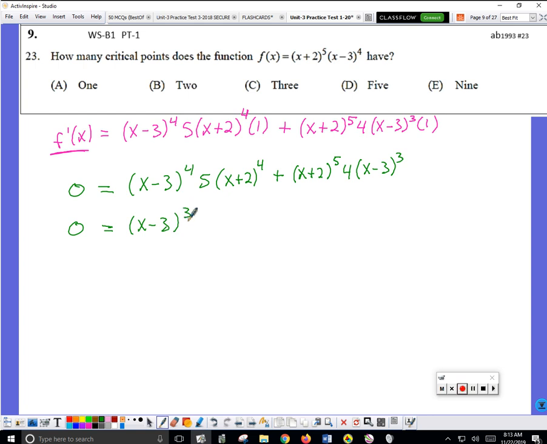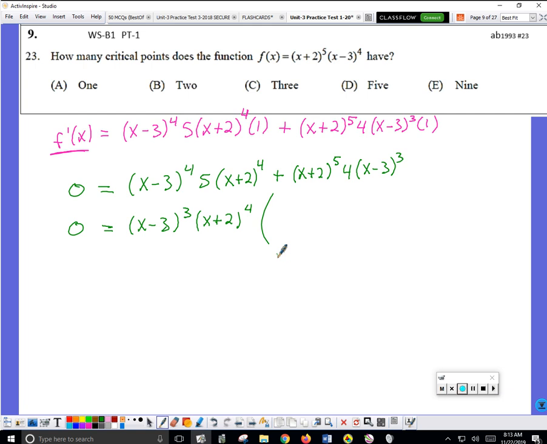What other factors are present in both terms? Hands up, come on. What other factors are present in both terms? Let's go Ty. Plus 2. And how many are present in both? 4. Good work. Raise your hand if you knew I was going to do that. Point 2 for Ty.